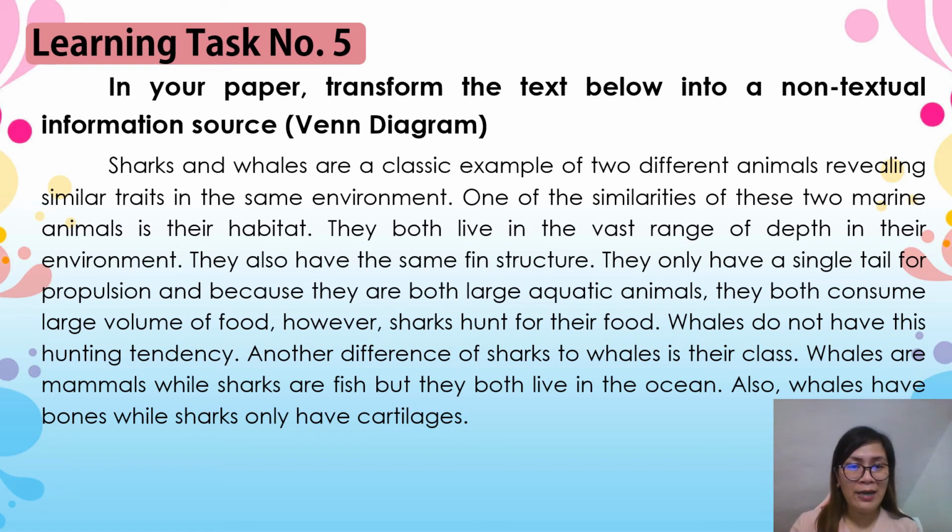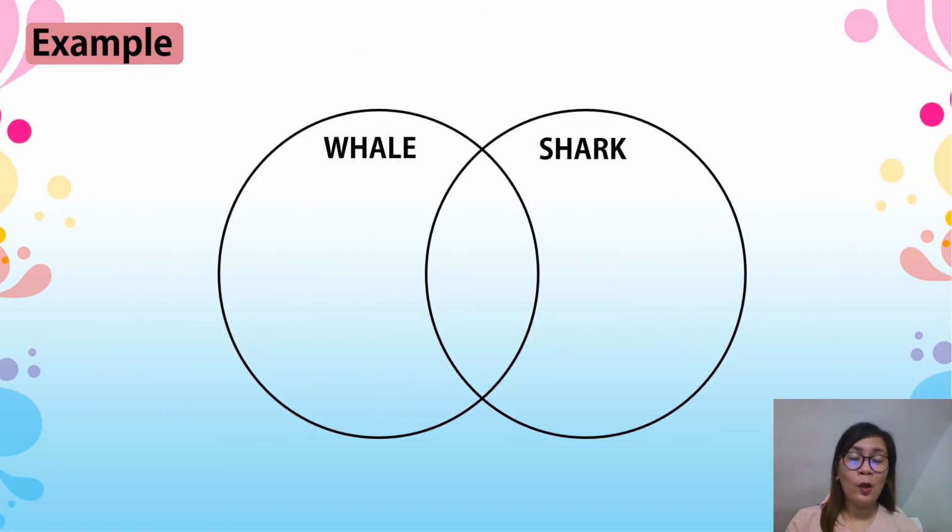Based on the sentence I've read, what are the two concepts being compared? Very good, sharks and whales. And I would like you to use those two concepts in writing your Venn diagram. Okay, now we proceed to the example of a Venn diagram comparing the two concepts that we've identified a while ago, the whale and the shark. So what you're going to do is to fill in the circle with the correct information. I hope that you will get it right. You can start working.